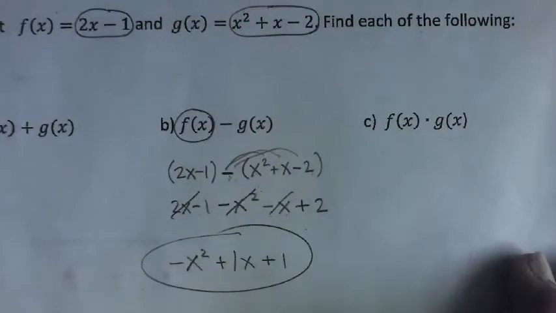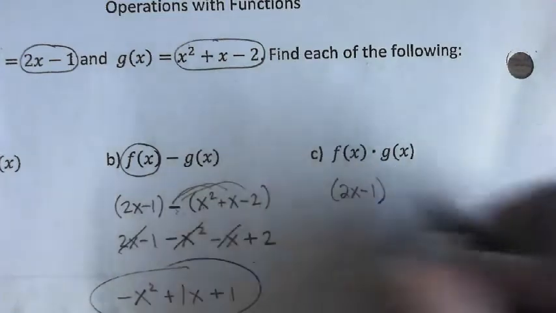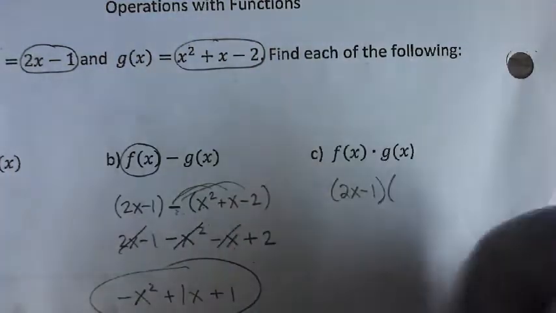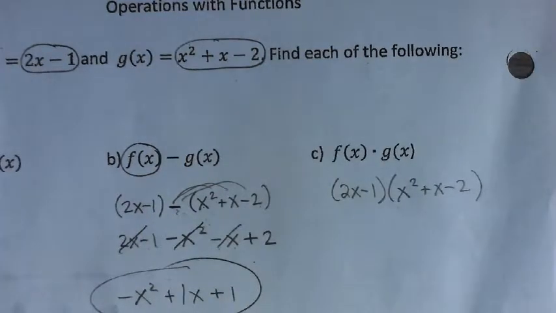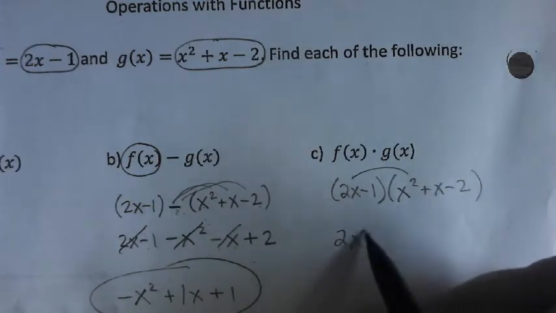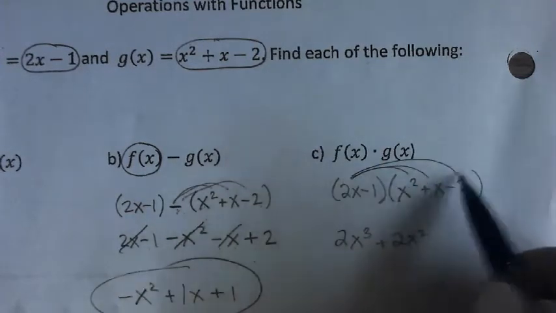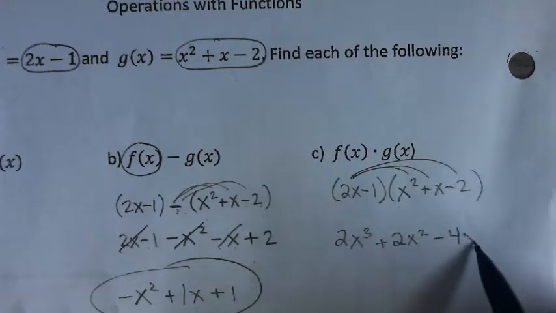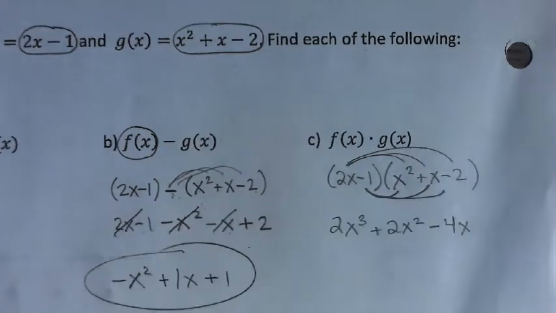And we're going to do C. No. We're going to take f of x, 2x minus 1, and g of x, x squared plus x minus 2, and we're multiplying them. So what's 2x times x squared? 2x cubed. 2x times x? 2x squared. 2x times negative 2? Negative 4x, right? Then we distribute our negative 1 through. So go ahead and do that, and then combine like terms.